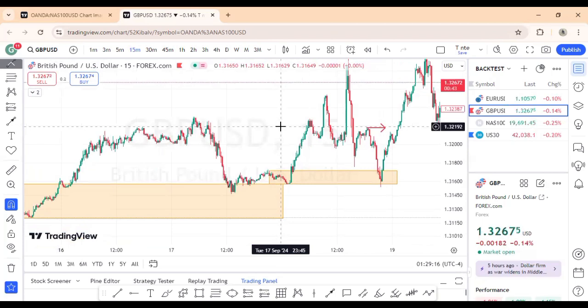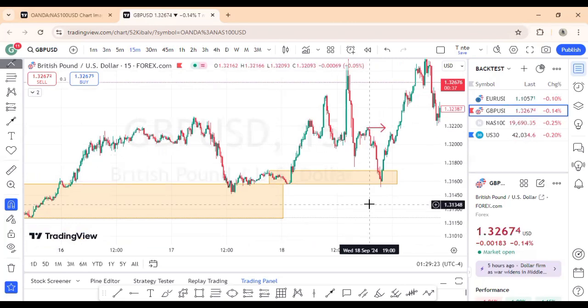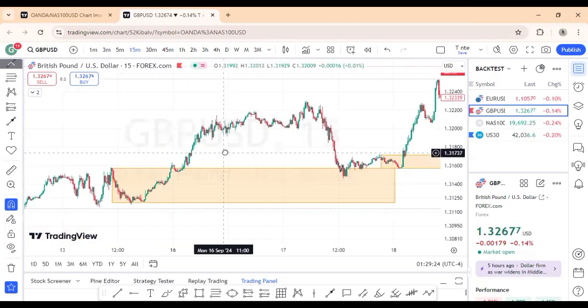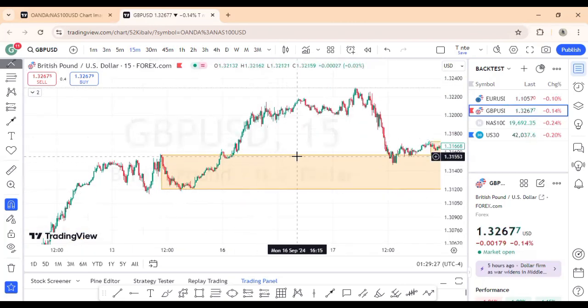Once price taps into them, you wait for the market to give us a change of character. Now, I will teach you guys how to refine it, because some of you are wondering how you will use this whole big area. Don't worry, I'll teach you guys how to refine as we continue.